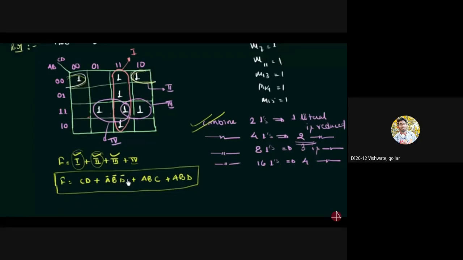So this is a very common thing that you should keep in your mind, and in the next presentation we will see another example of the 16 cell K-map, that is for 4 variables. So see you in the next presentation.